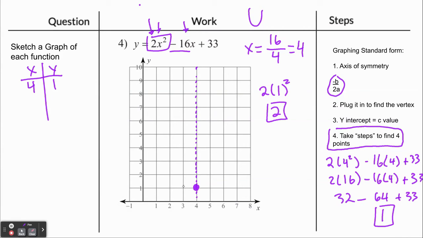So if I'm going 1 step over, I'm going to go up 2 because it's positive. Same thing if I'm looking 2 steps over, I'm just plugging 2 into that x value, which gives me 2 times 4, which is just 8. So if I'm going 2 steps over, I'm going to go up 8 units. That gives me 4 points, gives me my beautiful parabola, and we're all finished sketching our graph.